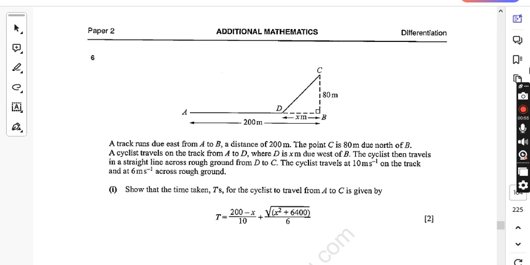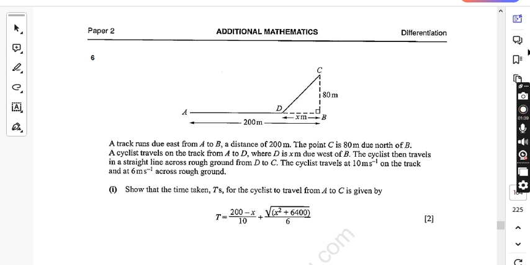Let's have a look. Question number 6. A track runs due east from A to B, a distance of 200 meters. The point C is 80 meters due north of B. A cyclist travels on the track from A to D, where D is x meters due west of B. The cyclist then travels in a straight line across rough ground from D to C. The cyclist travels at 10 meters per second on the track and 6 meters per second across rough ground.